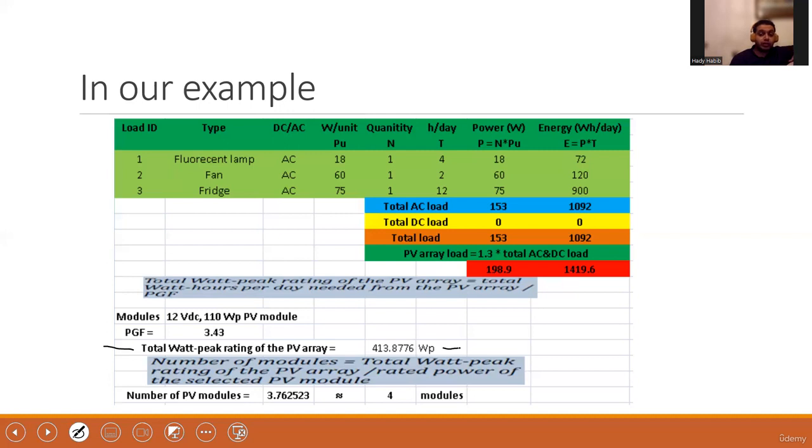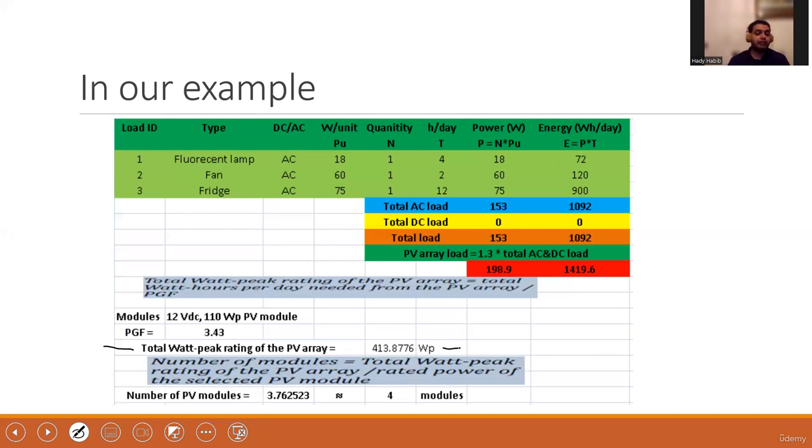We said that we are going to have, as mentioned, 110 watt peak. So we are going to divide this number by 110. It will be 3.76, which is the number of PV modules needed, and we have to buy them in order to get the required energy from the PV system.